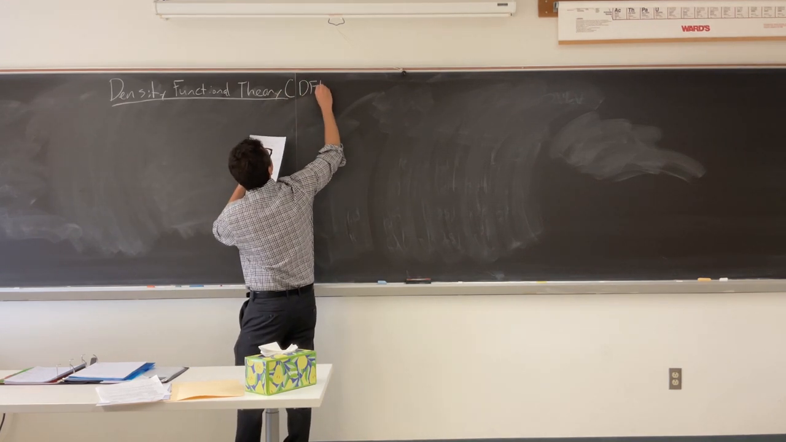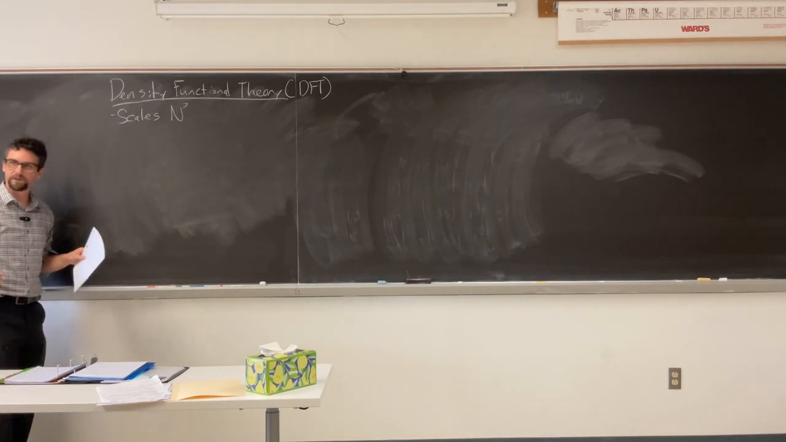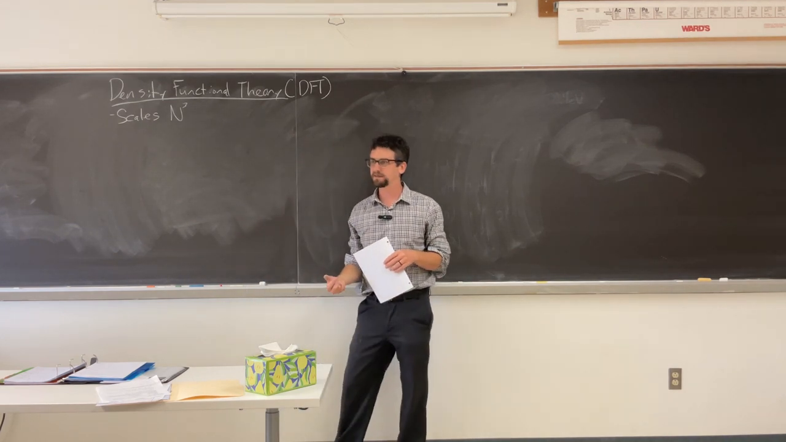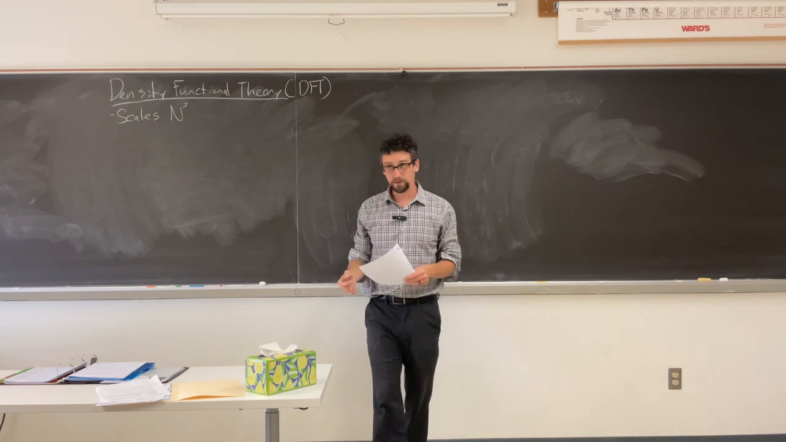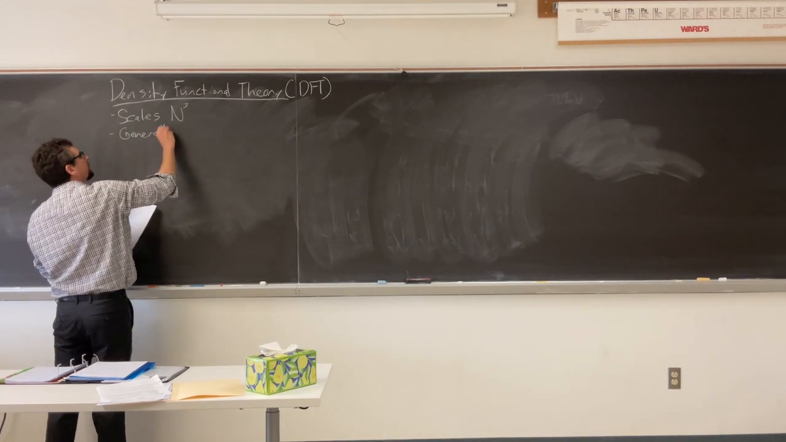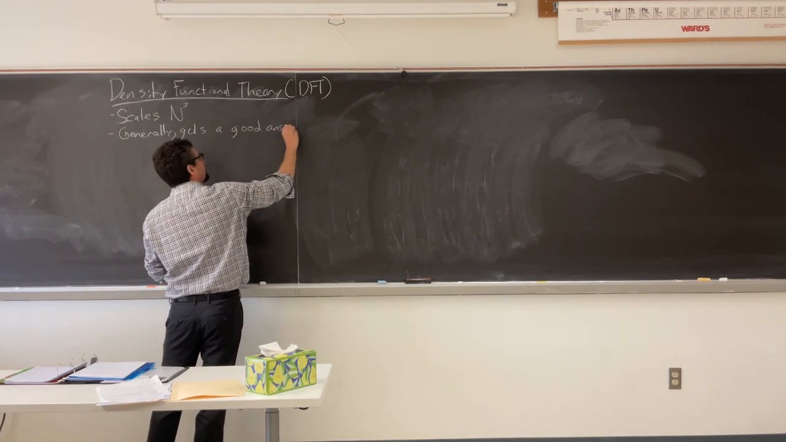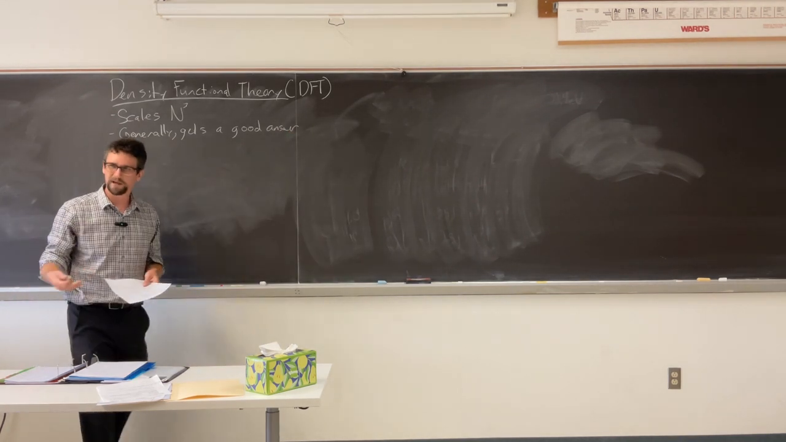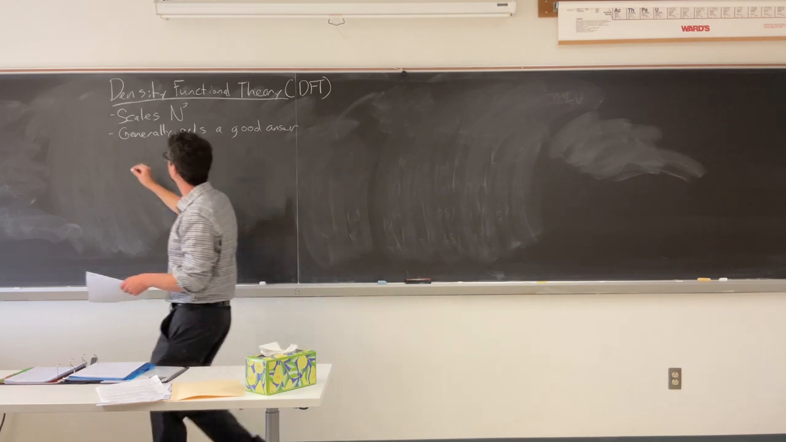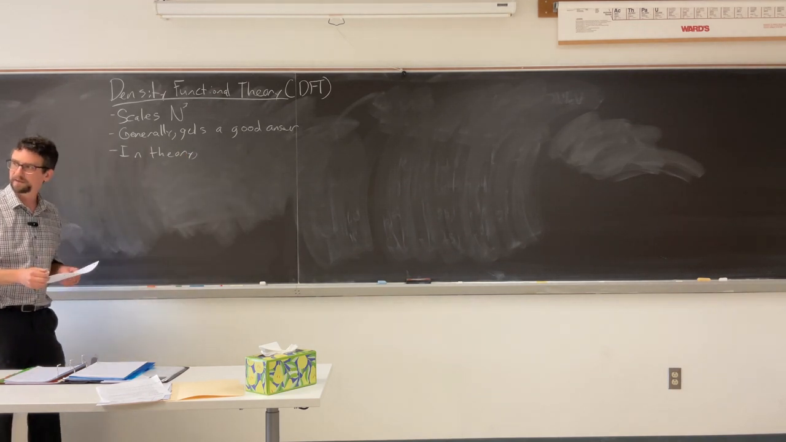Shortened to DFT. DFT is selected because it scales n to the third, where n is the number of our basis functions. And that tends to be one of the fastest computationally to evaluate. The other thing is it generally gets a good answer. The quality depends on the functional you select, which we'll talk about what that means in a little bit. The other cool thing is in theory, you can get an exact answer.